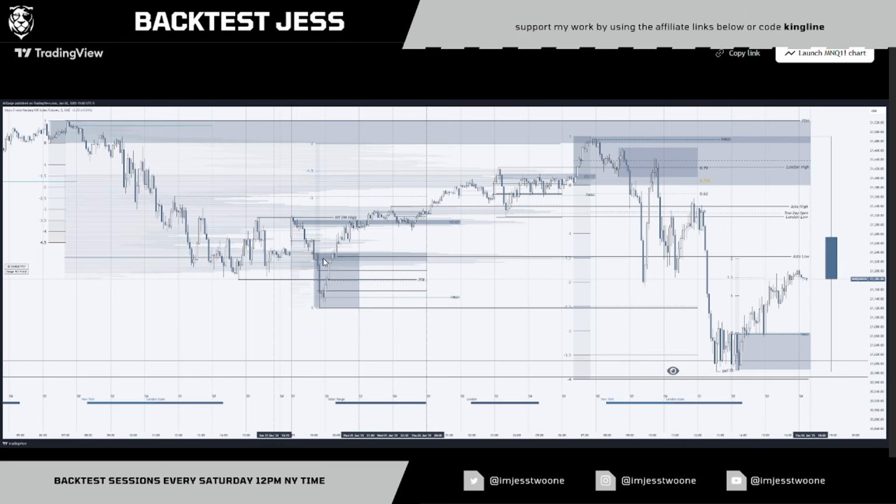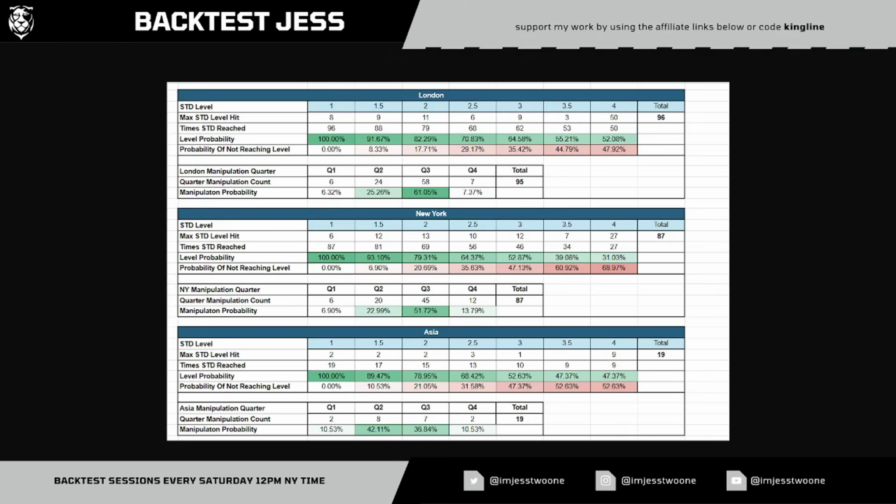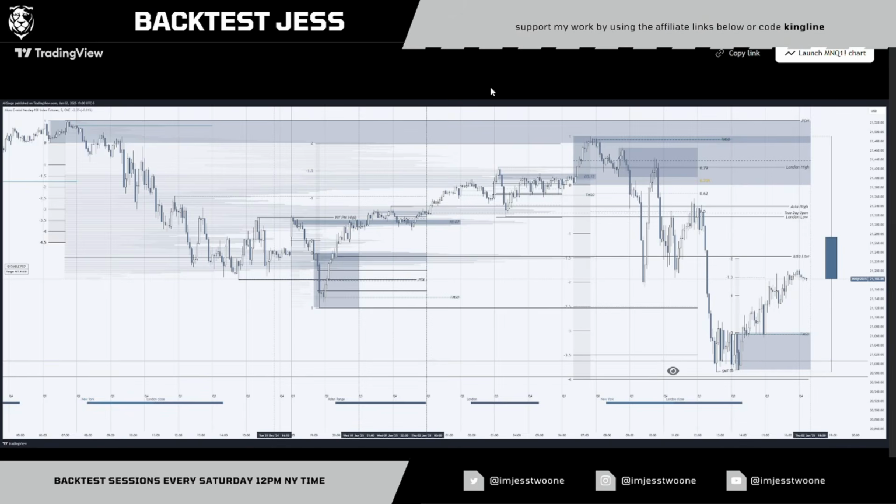Then Q3 continuation. It continues to expand higher. And then Q4 consolidation because it just trades back into the range, and it doesn't close higher on this close. It's still within this Q3 range, so Q4 consolidation. Now the next session would be London, so it would be this area here.